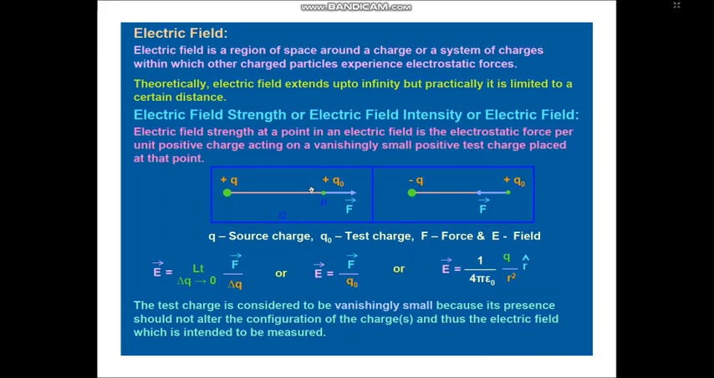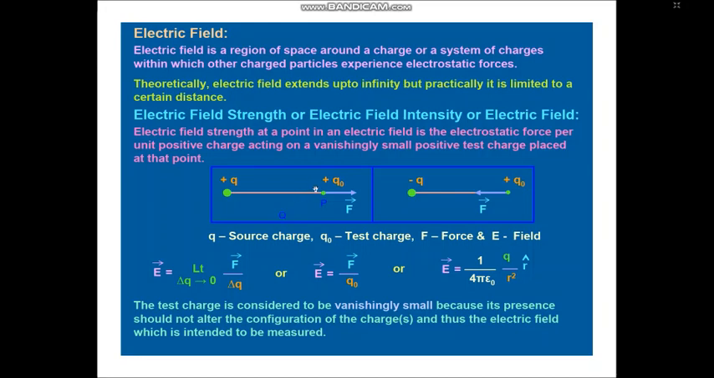It will experience a force. If the same charge is placed at point Q, the force will be different. That is, electric field strength is different at different points around the source charge plus Q. Hence, electric field strength is uniquely defined for a point.